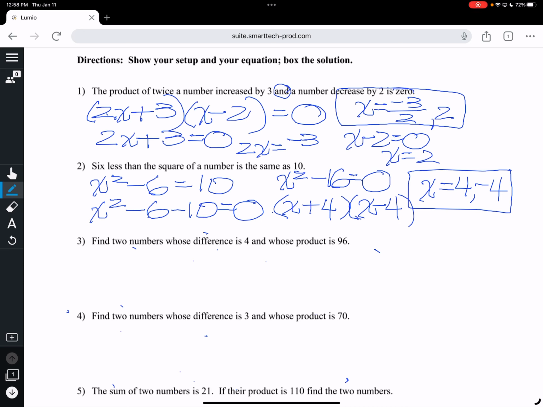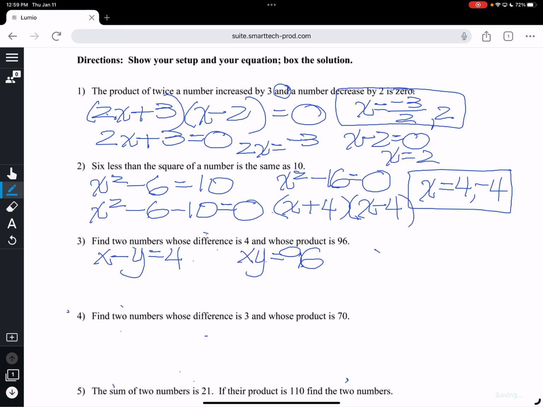All right. Find two numbers. How do we represent two numbers? x and y. So, find two numbers whose difference is 4. What's a difference? What operation? Subtraction. So, x minus y equals 4. And then their product, xy equals 96.